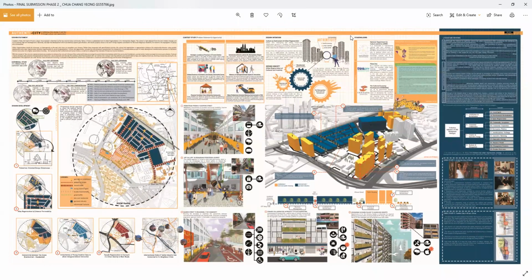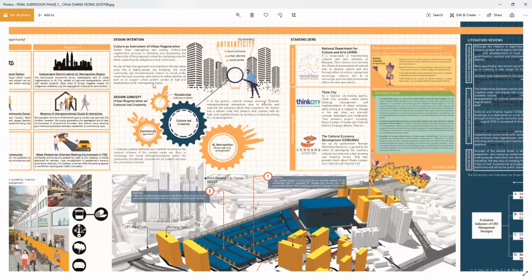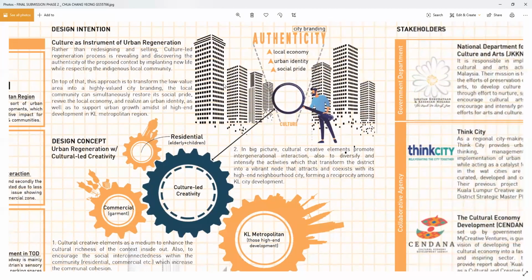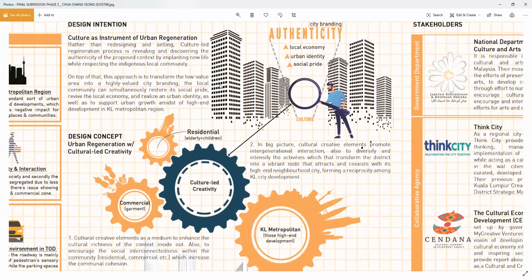Okay. So what can we do to tackle the problem statement? I come up with the design intention of culture as an instrument of urban regeneration. So rather than designing and selling a new concept, I try to use the cultural regeneration process, which is to reveal and discover the authenticity of the site by implanting new life. At the same time, we respect the indigenous local community.